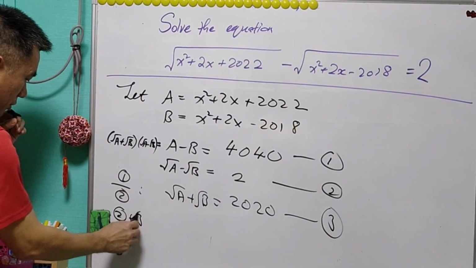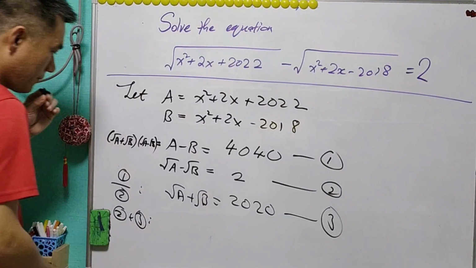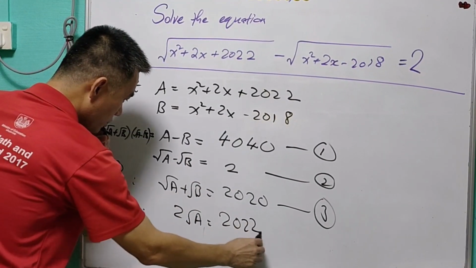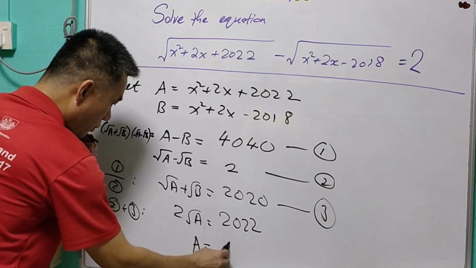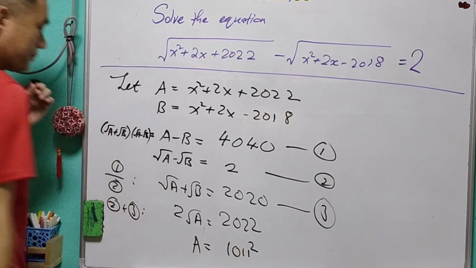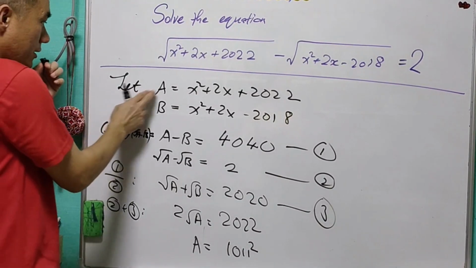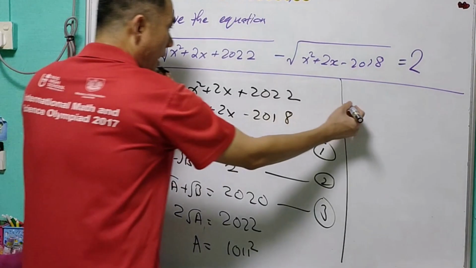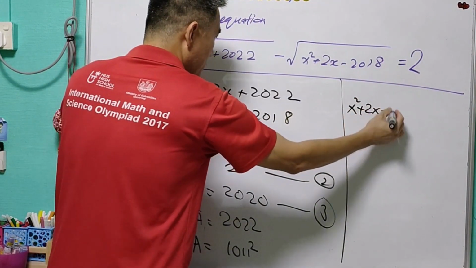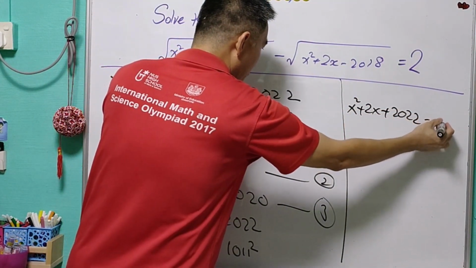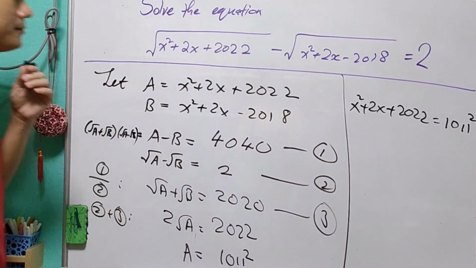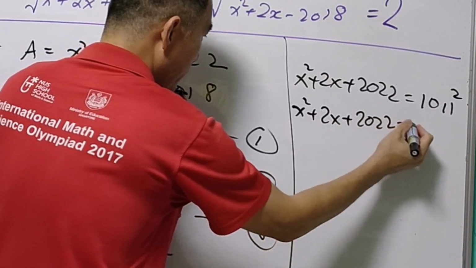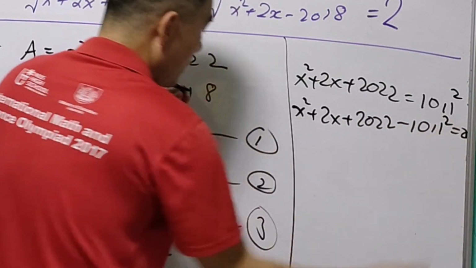We may add up equation 2 and equation 3, and we will have 2 square root of A equals 2022. And therefore, A equals 1011 squared. Since we know that A is a quadratic expression, then with this, x squared plus 2x plus 2022 equals 1011 squared. That is, x squared plus 2x plus 2022 minus 1011 squared equals 0.